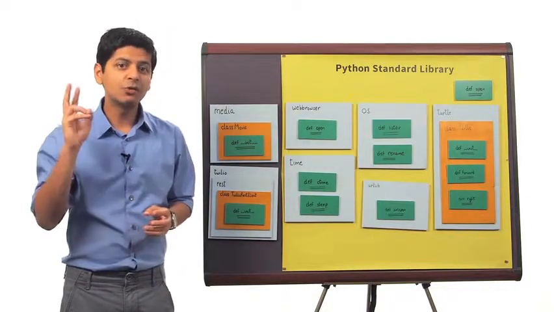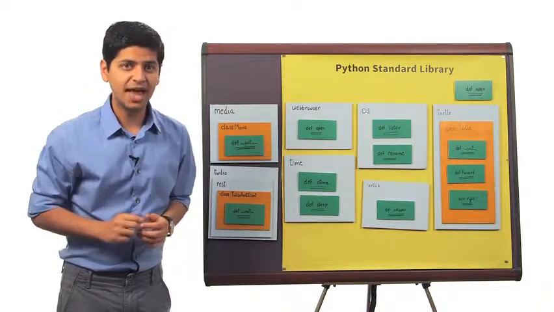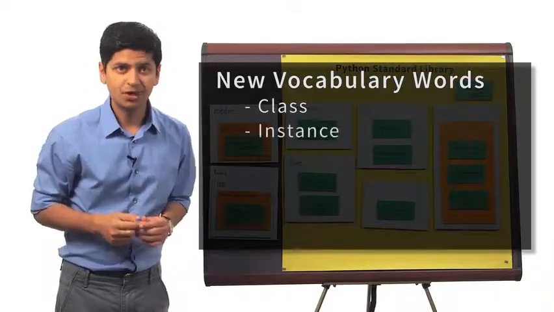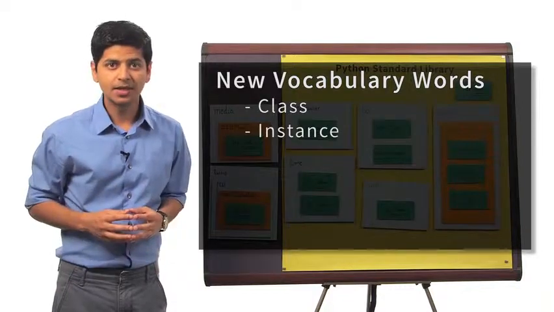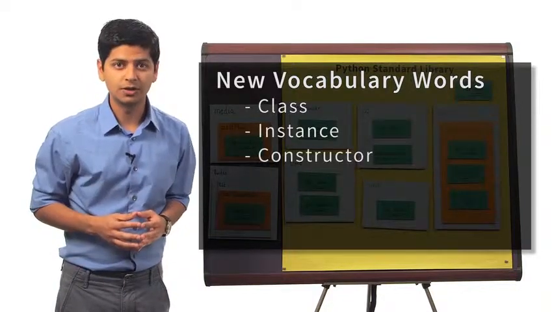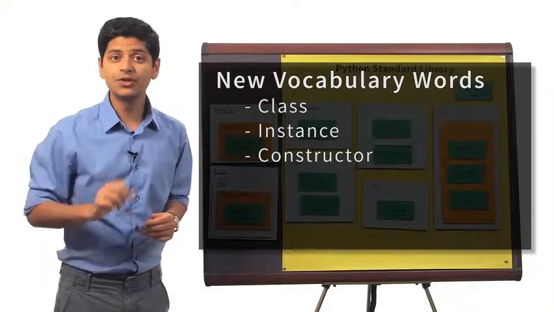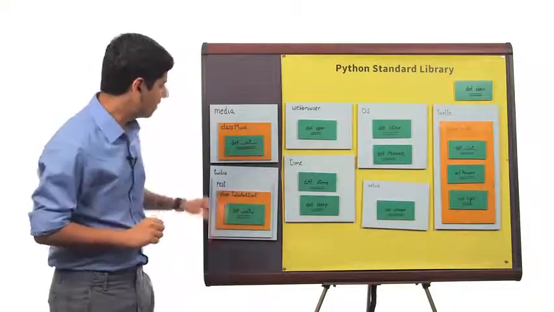So thus far, we've encountered two new words that we can add to our new word list. The first one is instance, which in this case happens to be Toy Story. And the second one is a constructor, which in this case is the function __init__. Now we will revisit these words soon. For now, let's define __init__.